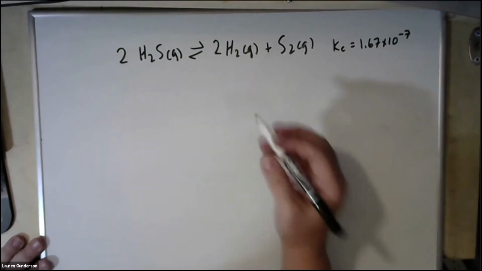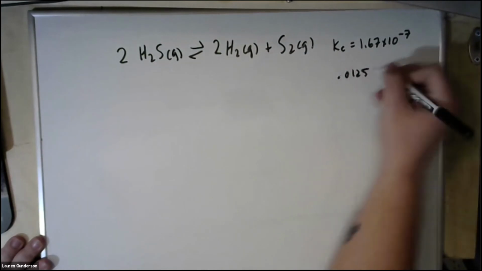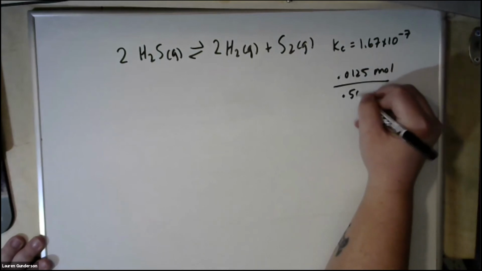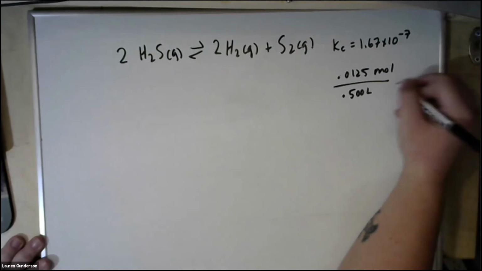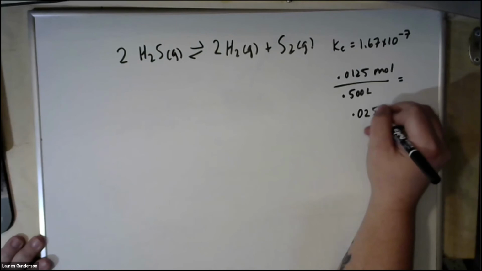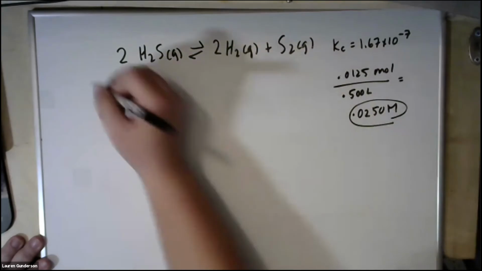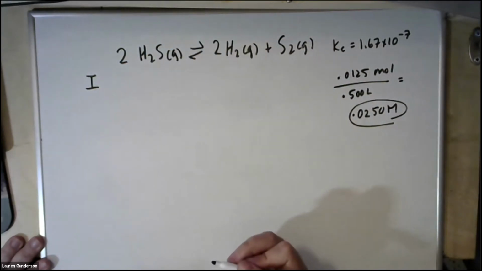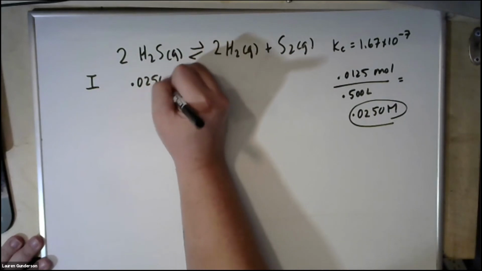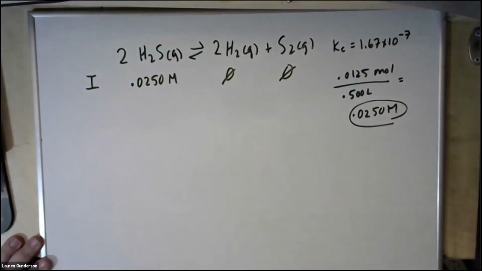So I'm going to take, I'll write it over here, 0.0125 moles of H2S divided by 0.5 liters. And that gives me a molarity of 0.0250 molar. Okay, so this is the concentration I'm going to use for my initial concentration of H2S. Okay, and I have none of this stuff initially.